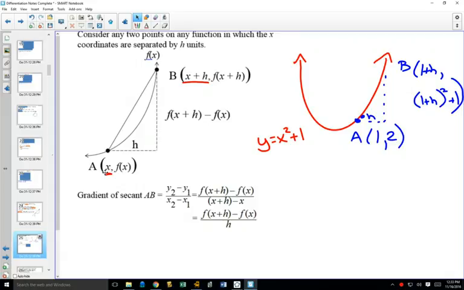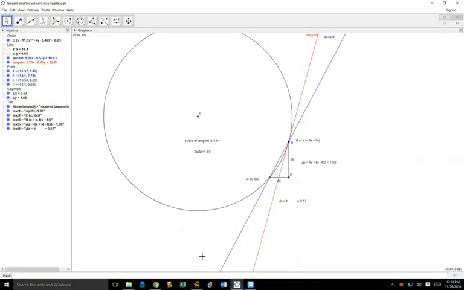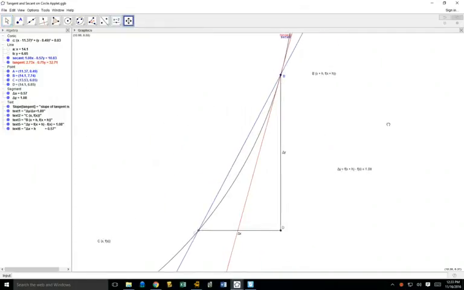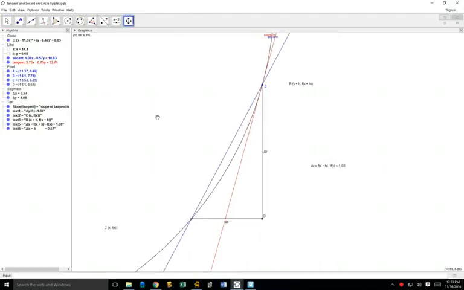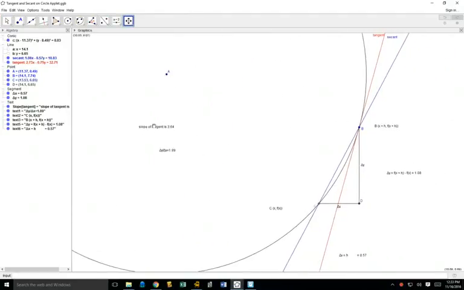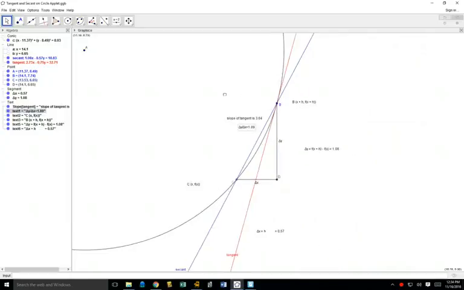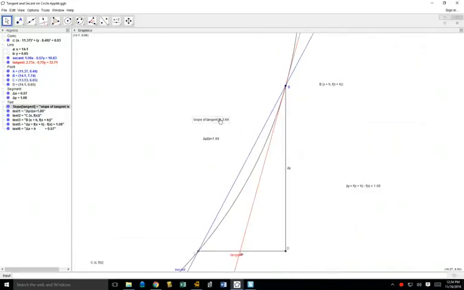Now I've created a little applet here. Let's zoom in even more on this to give you a sense of what's happening. And let's zoom out for just a bit. The only thing different, I know I've been talking about moving towards point A in this example, is that we're going to be moving towards point B.